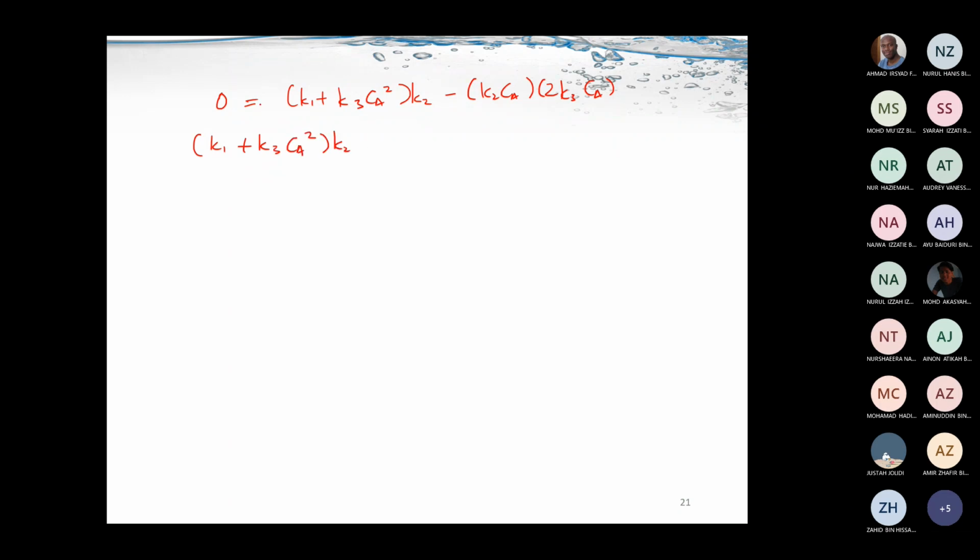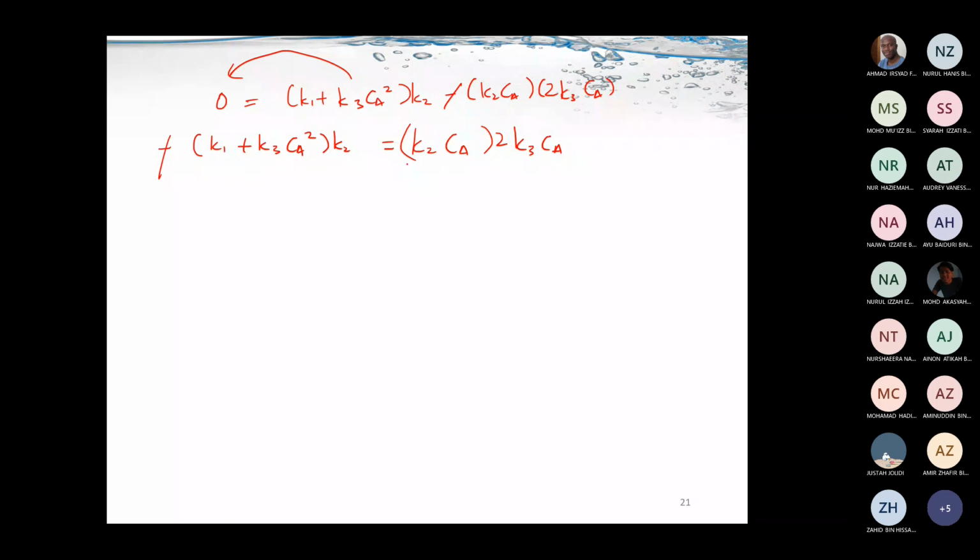Yang ni you dah bawa ke sini, ni bawa ke sini. So this one, kalau dia bawakan minus kan sini, tapi sebenarnya you dah cancelkan minus dengan ni. So tinggal K2 CA times with the 2K3 CA. Okay, so make sure benda ni kena betul lah, sebab at the end you nak dapat CA tu.